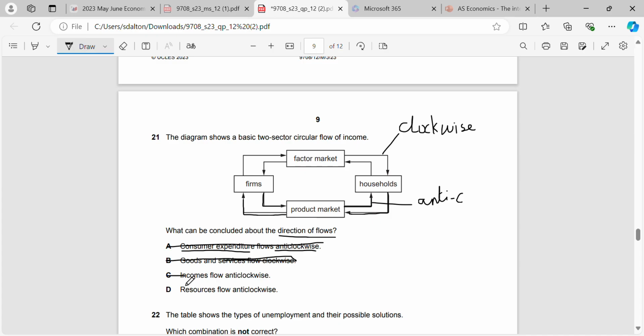Incomes flow anti-clockwise. So how do incomes flow? Incomes flow from firms to the factor market. Okay, and then they get to households from the factor market. So which way are we flowing there? We're flowing clockwise on the outer ring. We've already gone through that, so therefore that is wrong. And finally, resources flow anti-clockwise. It's the only one we're left with, so we know that it's right. Resources flow from the factor market to firms, and we can see here that that is anti-clockwise.